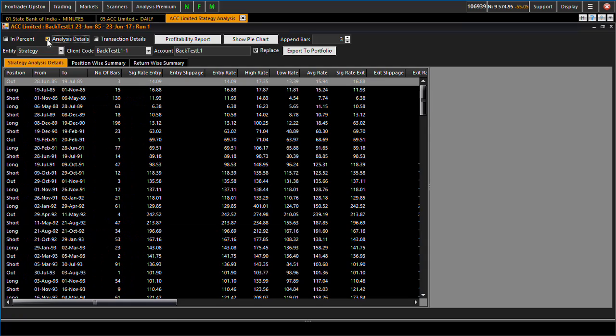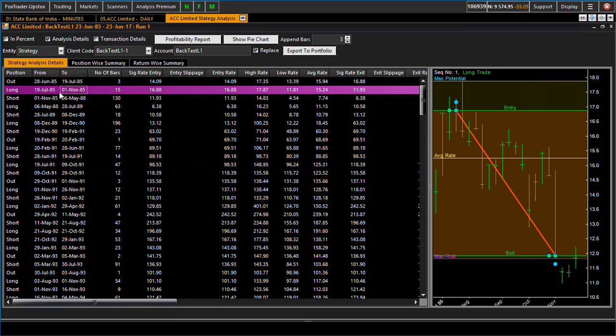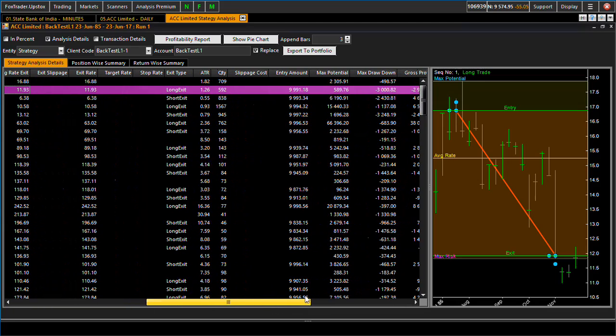If you click on analysis details here, it will show you trade by trade information, that okay, here is where you took an entry, this is the date where you took an entry, this is the date when you exited your trade, for how many days or how many bars you were in that trade, what was your entry rate, exit rate, what was the high rate between that trade, what was the low rate between that trade. So this is just to calculate the potential of that trade and drawdown in that trade. Okay, so here we give you all trade analysis.